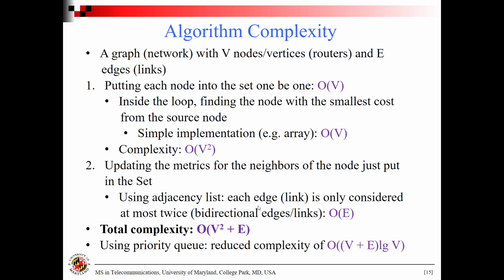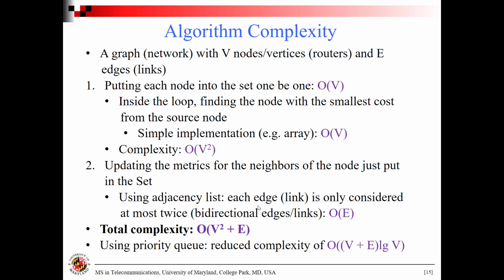So the loop, the way it's written, we have a separate initial phase when we put in the source node, and then the rest of the loop runs V minus 1 times. But overall, we're going to have to put a node into a set V times. So the number of operations is basically order of V. But that's not enough, so that would be linear. However, inside of the loop, we still had to find the node which had the smallest cost from the source node, or the node that was closest to the source node.